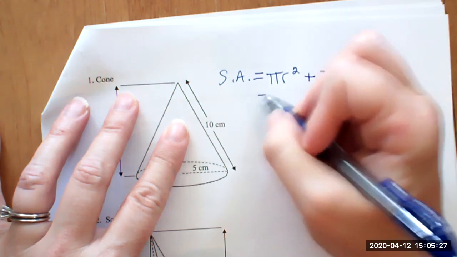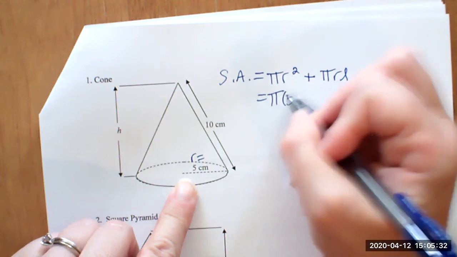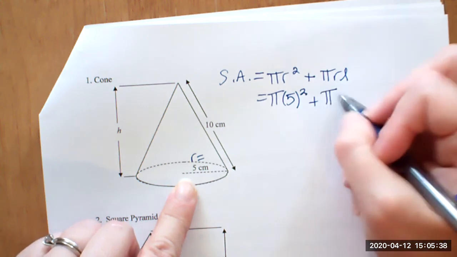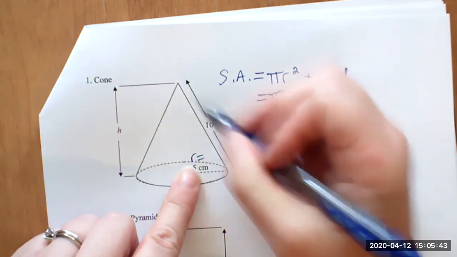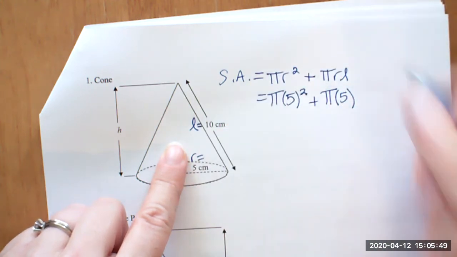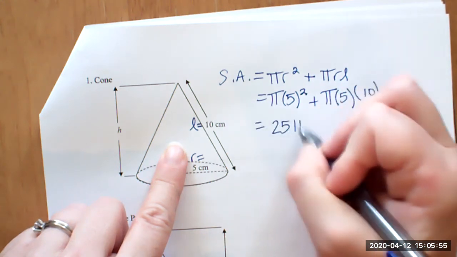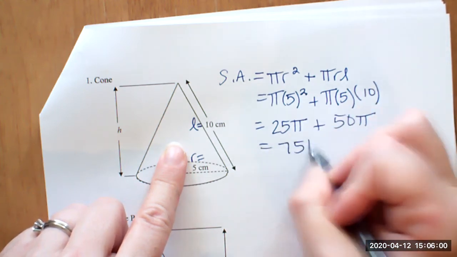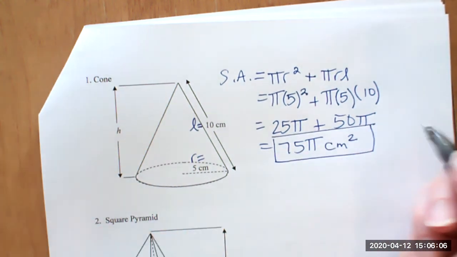Okay. Here's the radius. The radius is 5 centimeters. So we're going to say pi times 5 squared. Okay. Here we've got pi times 5 times, now the lateral edge here, or in other words, the slant height, is 10 centimeters. So I'll just fill in that 10. Okay. So I'll get 25 pi plus 50 pi is going to equal 75 pi centimeters squared. And I'll leave that exact. I might as well. There's no indication I have to round here.